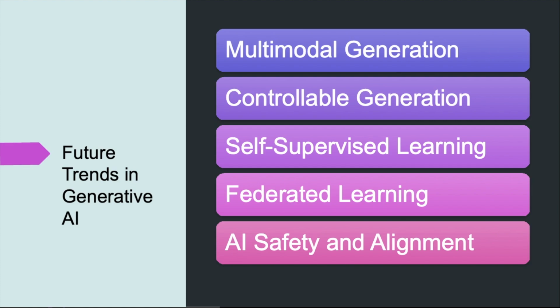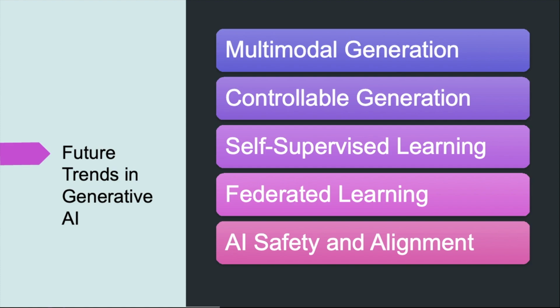Next, we have controllable generation. Advancements in techniques like prompt engineering and conditional generation will help give greater control over the generated content, allowing for more targeted and specific output. For instance, researchers are developing methods to control the sentiment or style of text generated by language models.